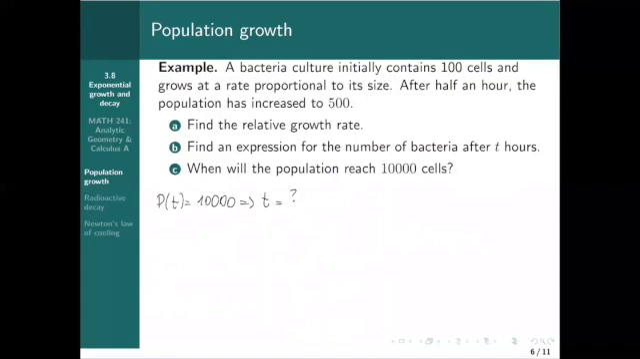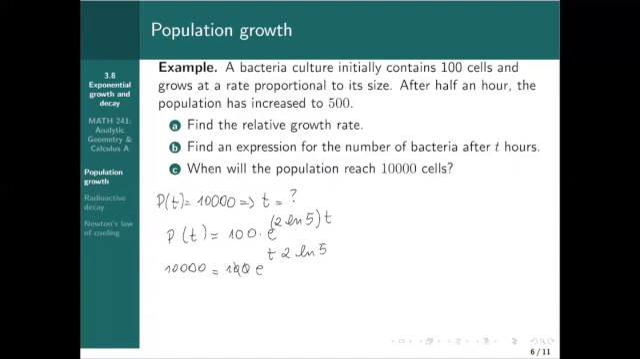So we had the formula from the previous slide, that P of T was equal to 100, the initial population, times e raised to K, which we found was equal to 2 ln 5, times T. So we have to find the value of T that makes P of T equal to 10,000. So 10,000 equals 100 times e raised to T times 2 ln 5. We're going to divide both sides by 100. So we have e raised to T times 2 ln 5 equals 100.